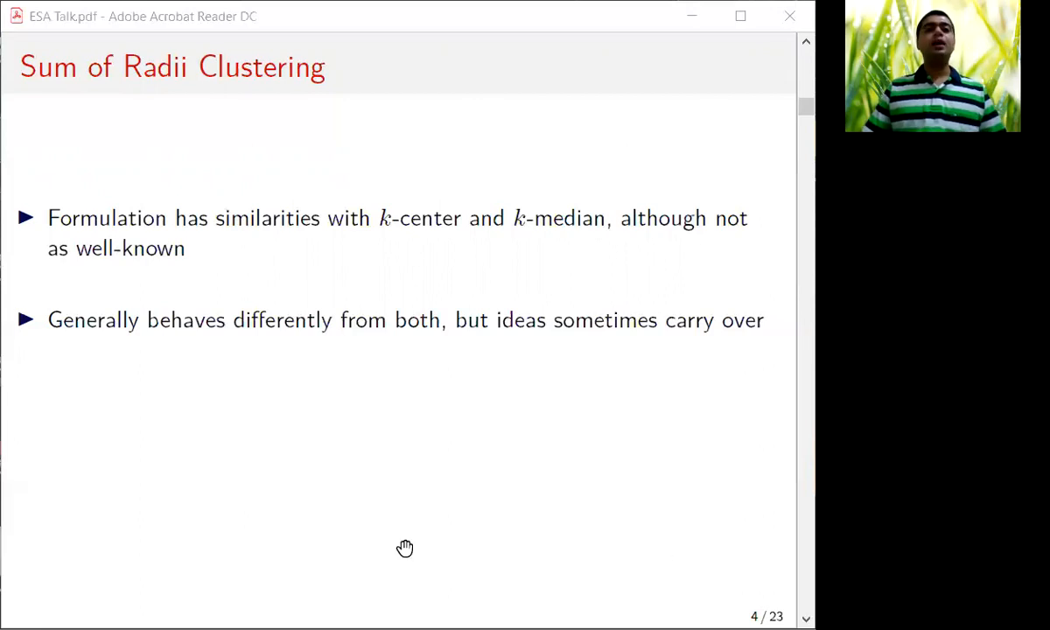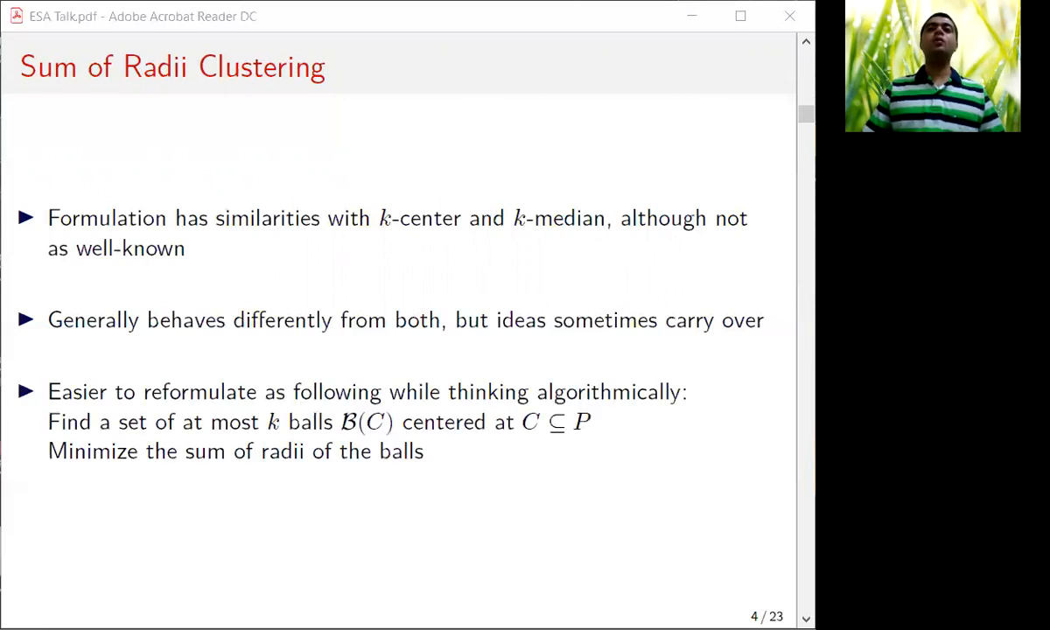Now I want to talk about an equivalent formulation to look at the sum of radii problem. We want to find a set of centers, and then you place a ball of a certain radius around every center. And these radii can be different. So now you get a set of balls. And the objective, of course, is to minimize the sum of radii of these balls. The difference here is that you're looking at these balls as the more fundamental objects. And this perspective is often more useful when you're designing algorithms.